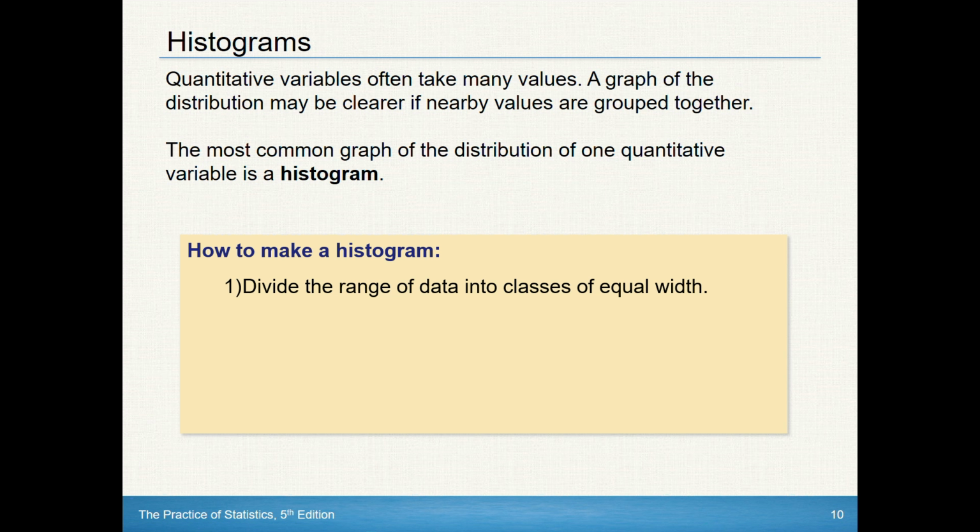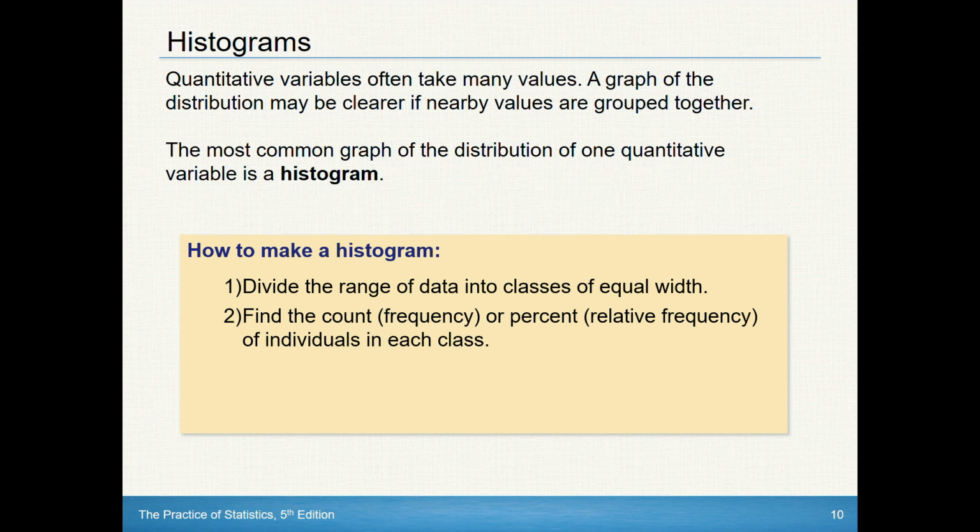If we have only 2 or 3 bars, it's hard to see the shape. And sometimes if we have 15 bars or something like that, we can't see the shape either because everything is just too spread out. So it's kind of important to think about how wide your bars should be in the histogram. Then we're going to find the count or frequency for each one of those classes.